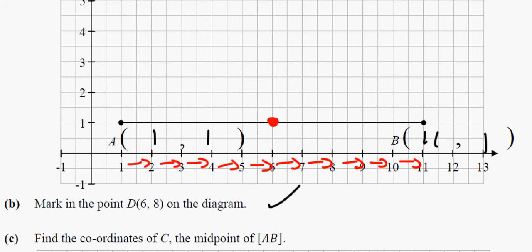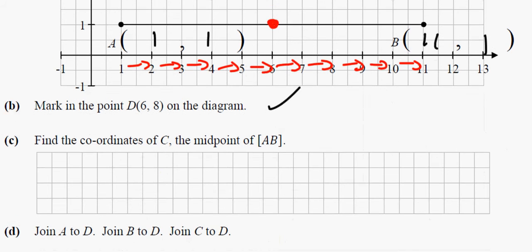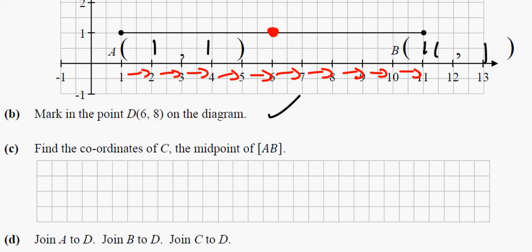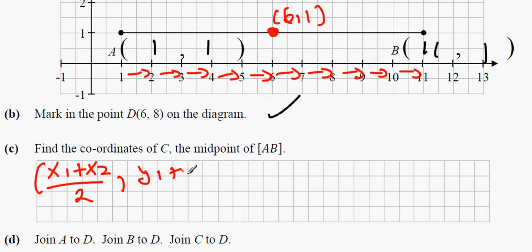Find the coordinates of the midpoint of AB. Now, another way of doing this would have been to use the midpoint formula. We can see that the point is 6, 1. 6 across, 1 up. The midpoint formula is x1 plus x2 divided by 2, comma, y1 plus y2 divided by 2. Please remember this formula is a midpoint, so you need two answers, one in the first part and one in the second part.